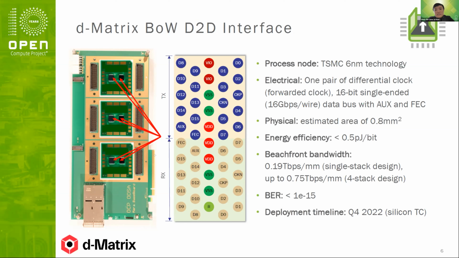First of all, it is designed using TSMC 6 nanometer technology. It has a 16-bit single-ended data bus. Each of them can operate at up to 16 gigabits per second. Overall, it achieves an energy efficiency of less than half a picojoule per bit. The bit shrunk bandwidth is 0.19 terabits per second per millimeter for a single stack design, and this can be scaled up to 0.75 terabits per second per millimeter for a 4-stack design. And we are expecting the silicon test chip in the 4th quarter this year. Next, please.